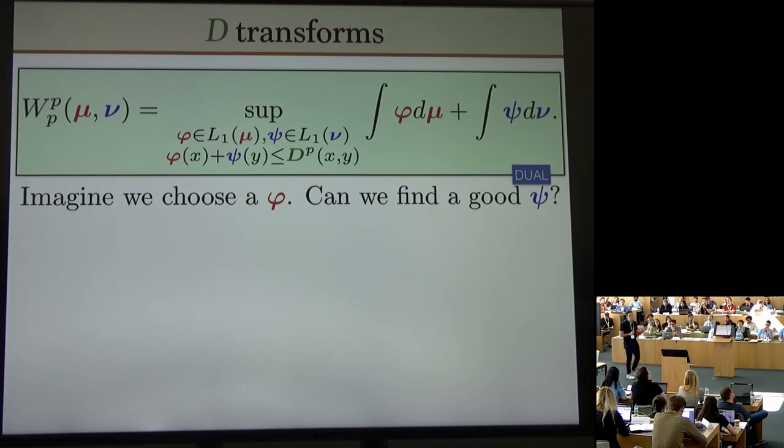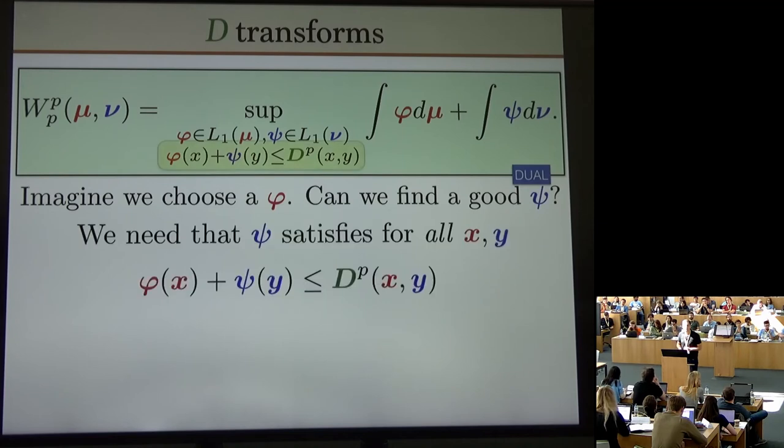Imagine I fix one function. I am freezing one of the two functions. Let's say phi is not on the table anymore; I have just chosen it. You're only free to choose psi. So if you look at the constraints, what exactly do you need from psi, this blue thing, to work? The only thing we need from psi is that for every x and every y, phi of x plus psi of y is smaller than the distance between x and y.